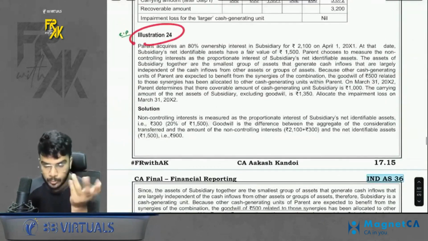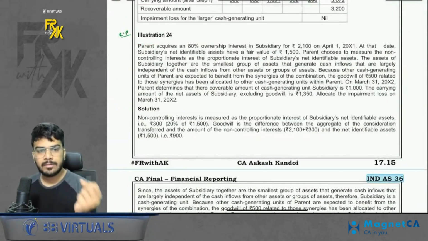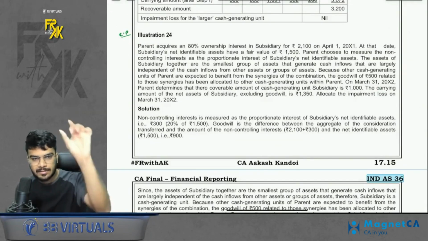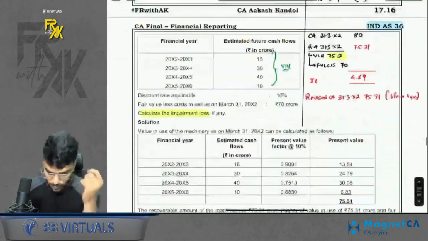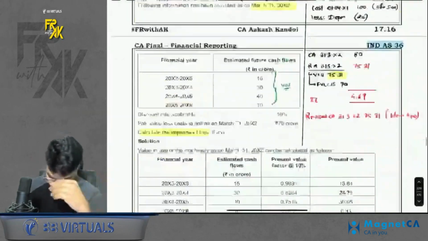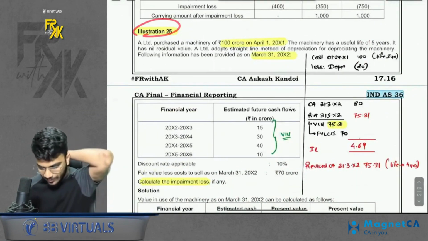Illustration 24 is again a common pool. I'm not saying that it's not important, just saying that this will be discussed in that particular point number 9. Then we have illustrations 25 and 26.